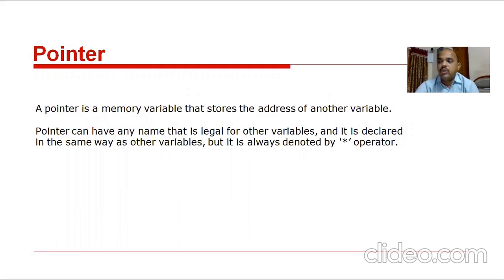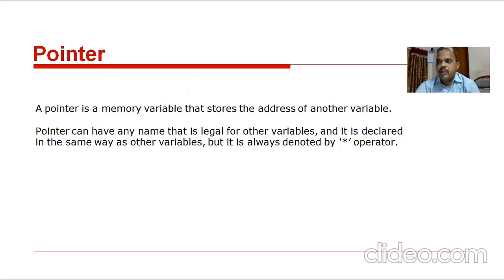A pointer is a memory variable that holds the address of another variable. Your pointer can have any name that is legal for other variables. It is declared the same way as other variables, but it is always denoted by the asterisk operator. In pointer concepts, there are two operators playing major roles. The first one is the asterisk operator, also known as the indirection operator.